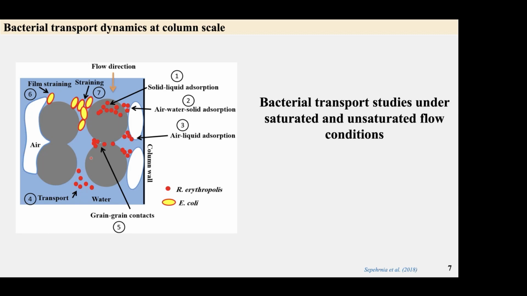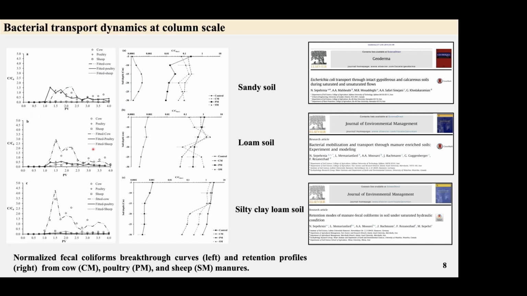And I began this field of study many years ago, and I focused on conventional saturated and unsaturated columns. For instance, this is the first study I worked on, and I tried to understand how chemical components of soil impact bacterial transport. For these two studies, I tried to understand how bacteria are released from manures and organic waste, and then are transported through different soil textures.